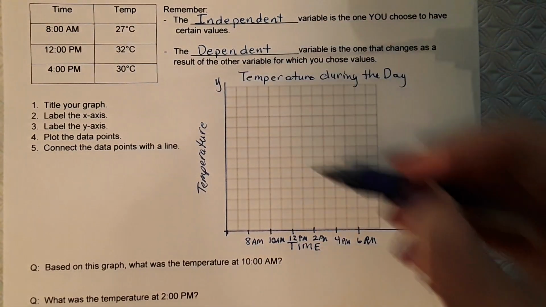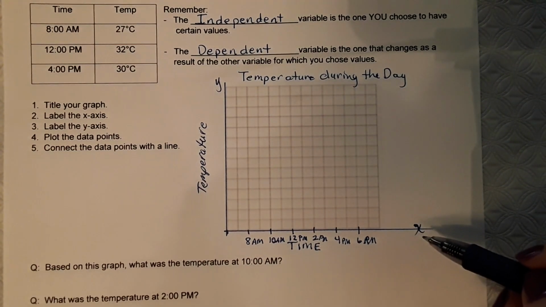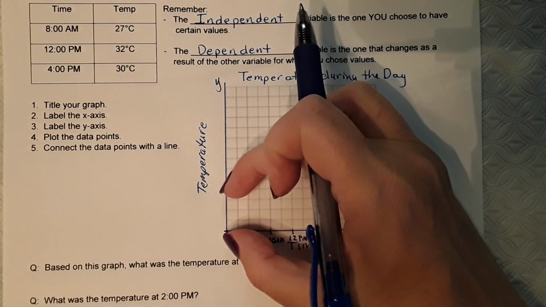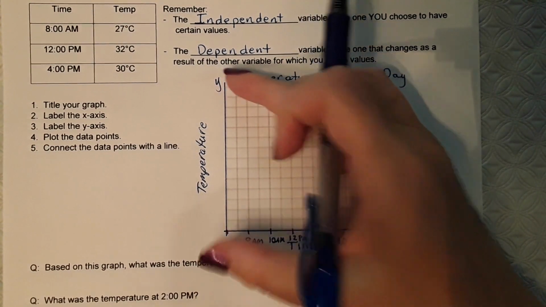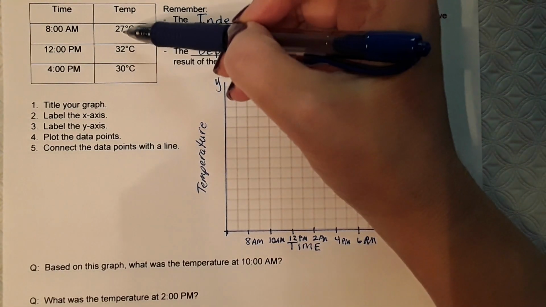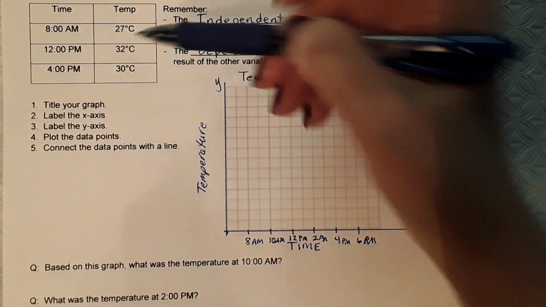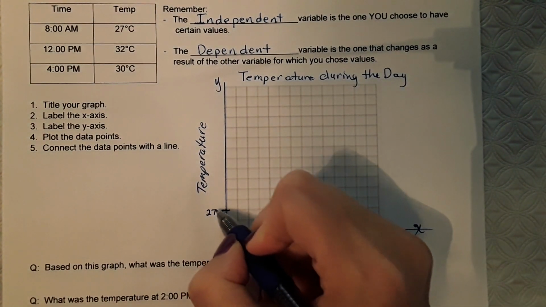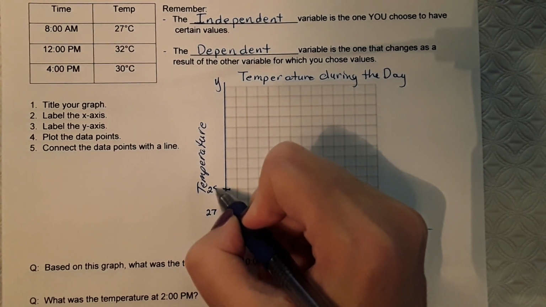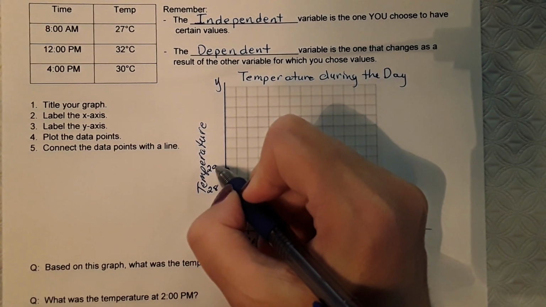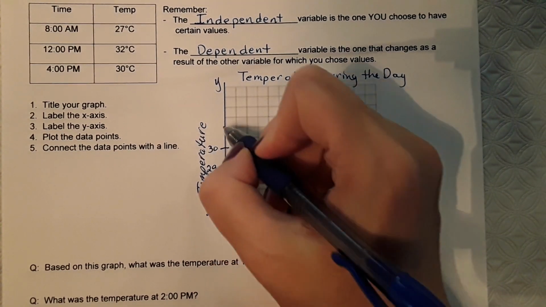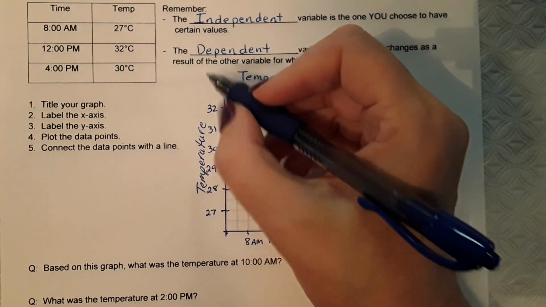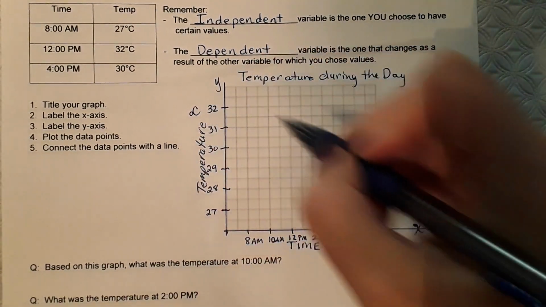So we want to spread it out. The more we spread it out, the easier it is to see the patterns. If you squish it all down here, you're not going to really see much of a pattern. So always spread it out along your axis. Now, since we have a total spread of 5 degrees, I would suggest we do it this way. Here's 27, 28, 29, 30, 31, 32. And this is going to be degrees Celsius.